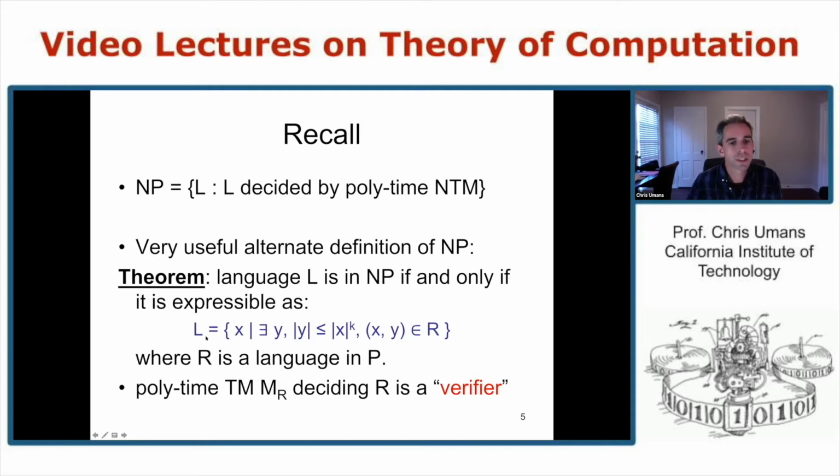So the language is expressible as those strings X for which there exists a Y, another string, whose length is at most polynomial in the length of X, such that the pair XY is in a language R, where R is something you could decide in polynomial time. Okay, so a language that's in NP is expressible as those strings X for which there exists a Y such that XY is in R, where that's something you can decide in polynomial time.